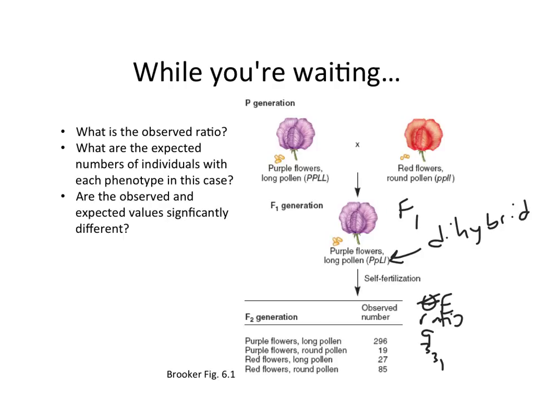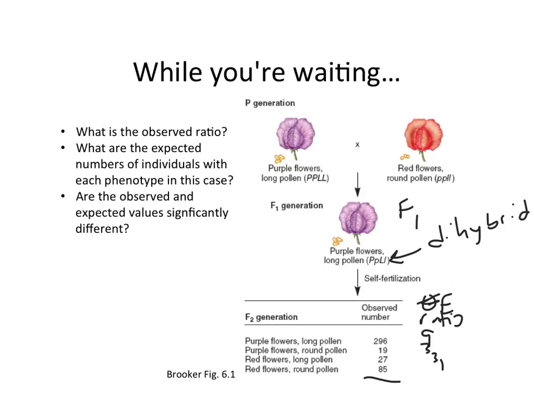What did they observe? What's the ratio? Is it 9 to 3 to 3 to 1, first of all? Is 296 to 19 to 27 to 85 anything like 9 to 3 to 3 to 1? No. So what is the ratio? How do we calculate the observed ratio? We see the expected ratio, that's from Mendel, 9 to 3 to 3 to 1. So what are the steps to calculating the observed ratio?